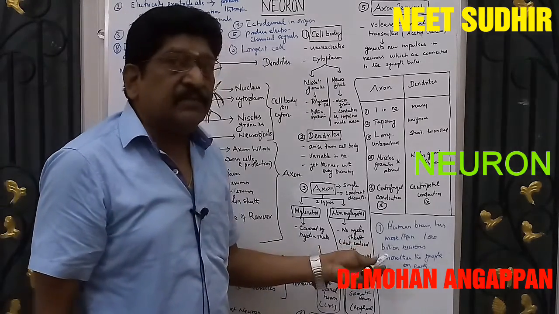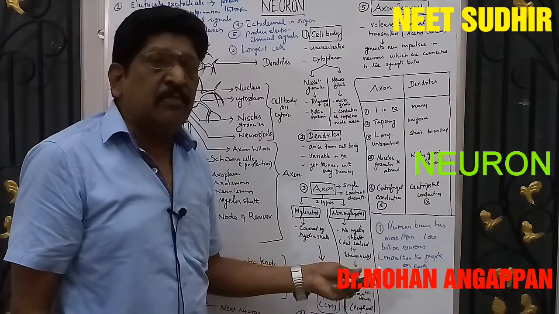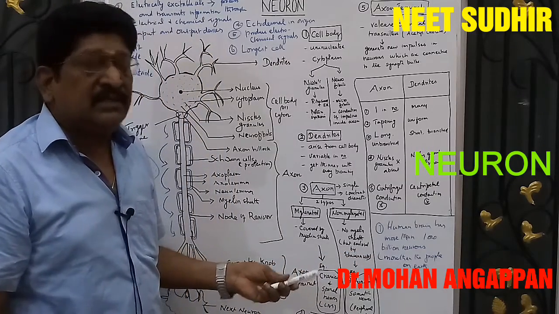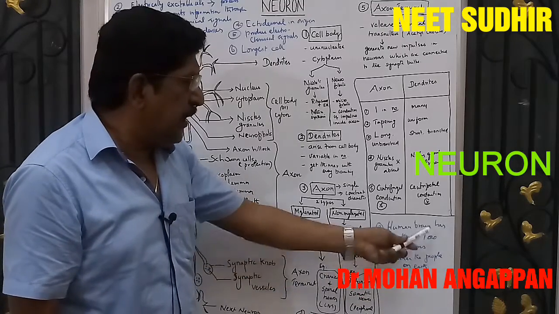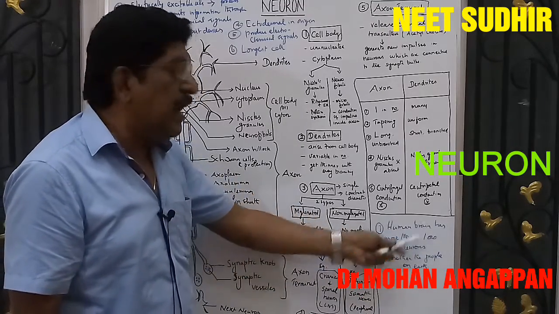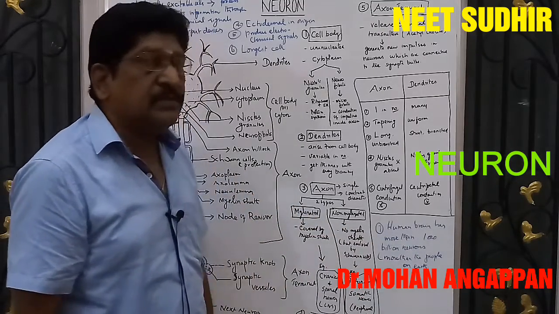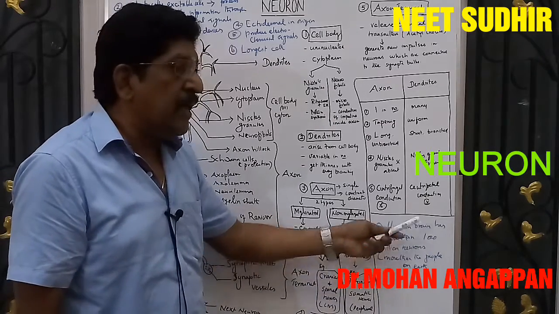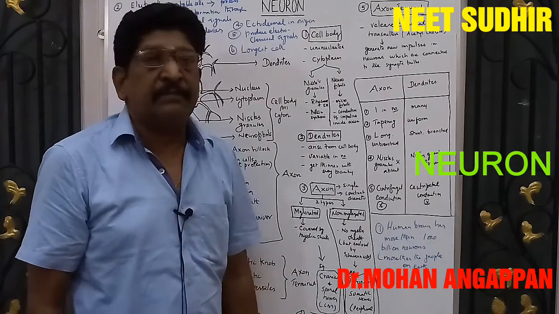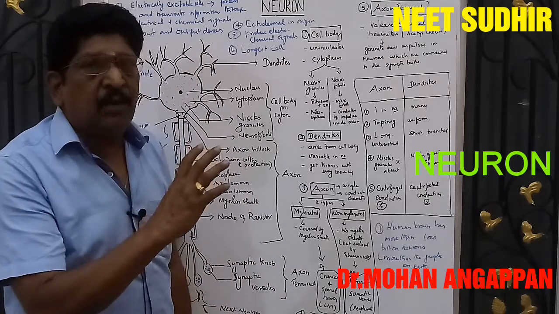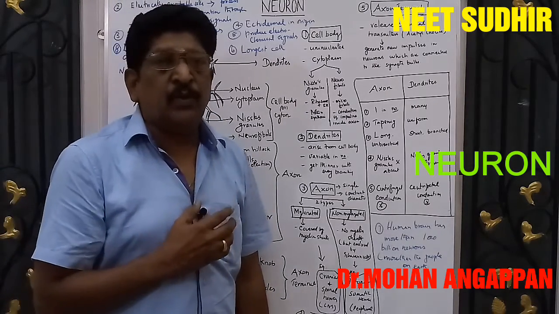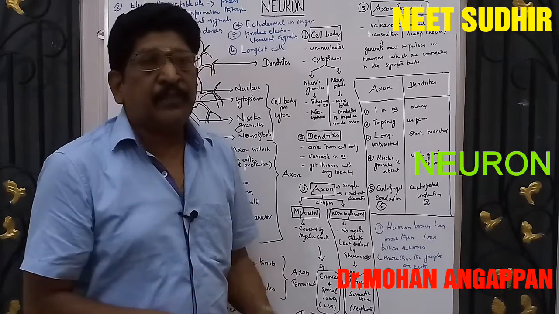Another interesting thing. How many neurons are there in our body? Can you guess and tell me? These are the facts you must know. The human brain has more than 100 billion neurons. So these are all the general facts regarding the neuron from the exam point of view.